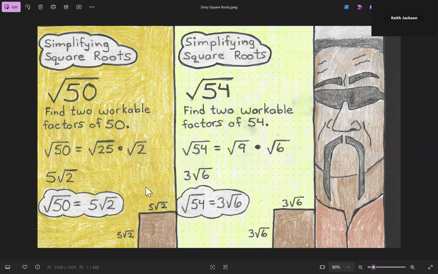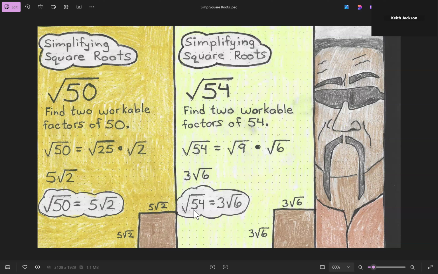All right, let's move on to the second big example, in which we have the square root of 54, and we can break that down. We can break 54 down into two workable factors that lend themselves well to being square rooted. So in this case, we know that the square root of 54 is equal to the square root of 9 times the square root of 6. And we know that the square root of 9 is 3. And since 6 is not easily square rooted, we're just going to leave it inside the radical. And so now we have 3 times the square root of 6. All right, and so we can use that right here.